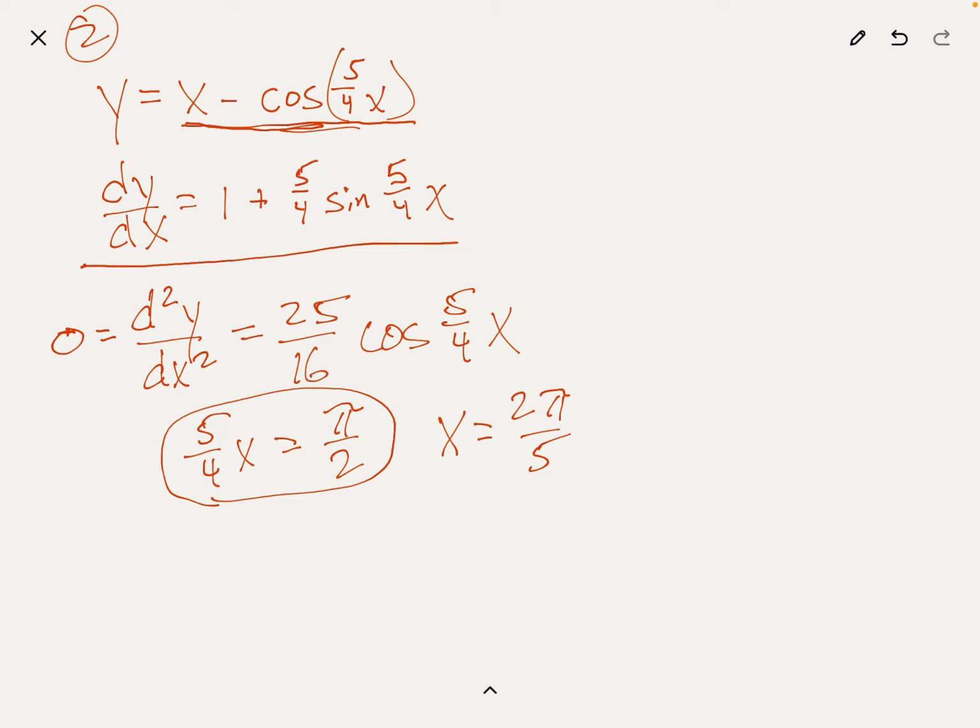Now the next thing we have to do is make sure that when we plug 2 pi over 5 in for x up here, that gives us a positive slope. And the answer is yes, it does. The sign of that is going to be positive. And so then the maximum is dy/dx equals 1 plus 5/4 times the sine of 5/4 times x, or in other words, sine of pi over 2. And so that will give you the maximum value.